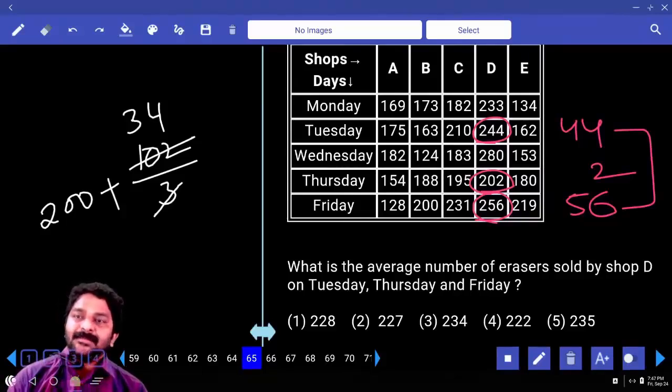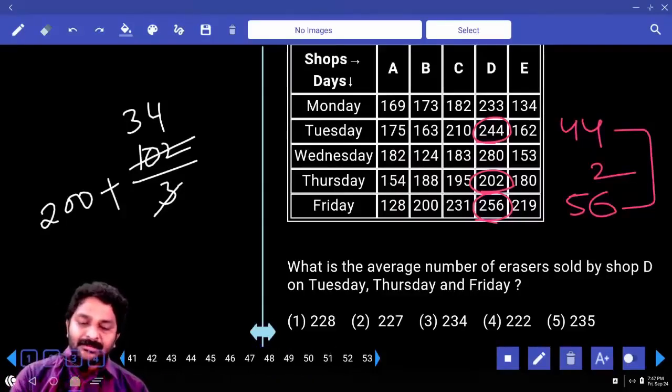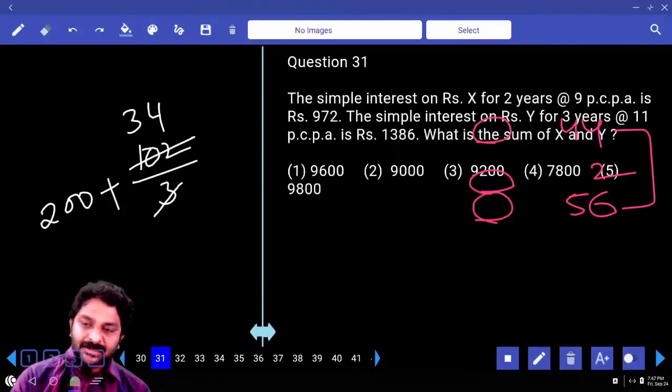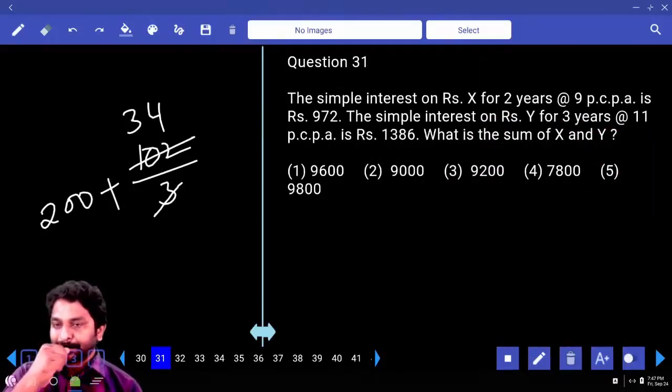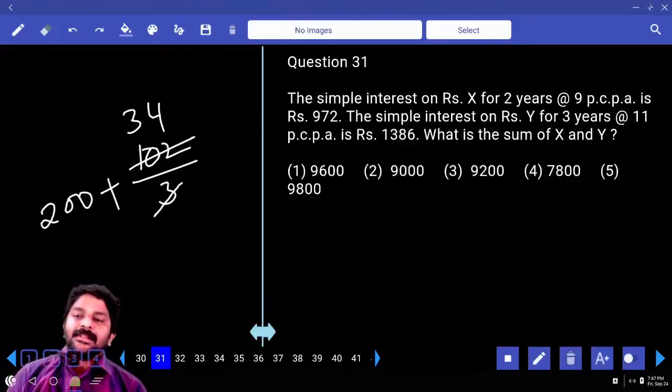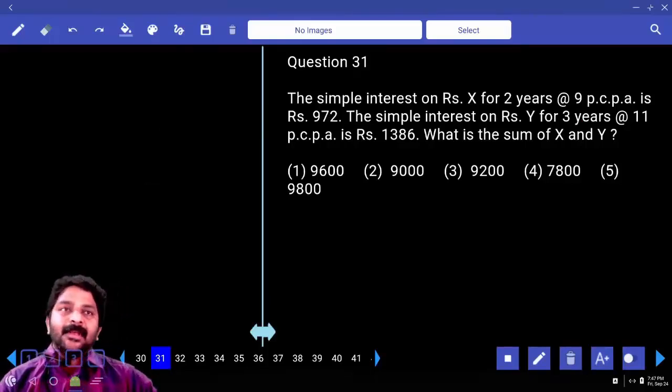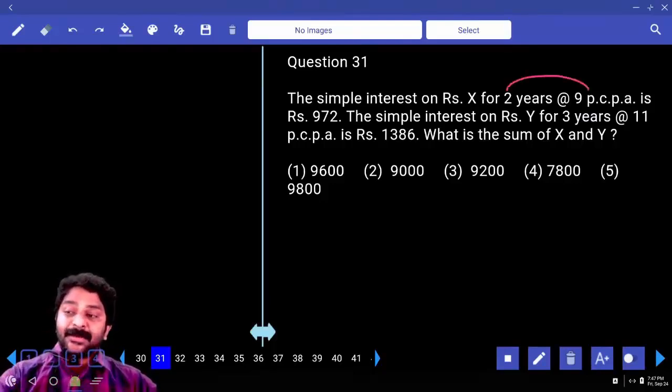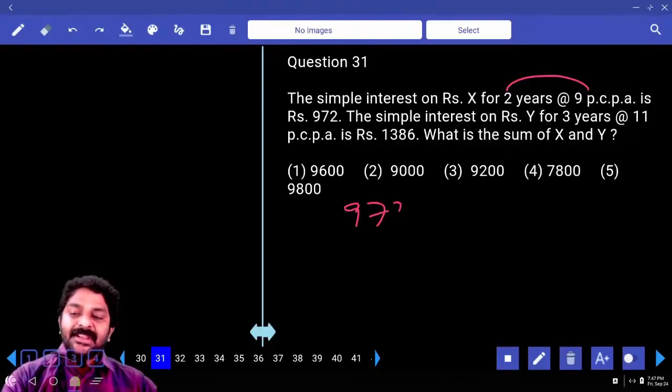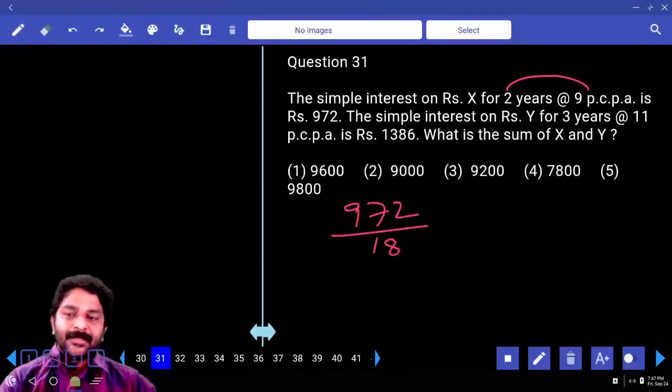Done so far? Now we are left with only arithmetic questions, and let's start from question number 31. Simple interest on X rupees for 2 years at 9% per annum. What percentage we will get in terms of percentage? 18%. If 972 is equal to 18%, 1 percentage is 972 by 18 and principal is into 100.